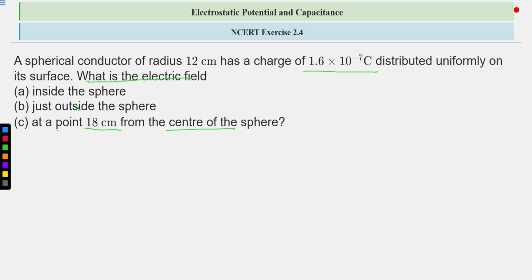So inside the sphere; second, just outside, and they have twisted the words, just outside means on the surface. Just outside the sphere means on the surface, and then a point 18 cm. So its radius is 12 cm, so 18 cm is an outside point, outside the sphere.